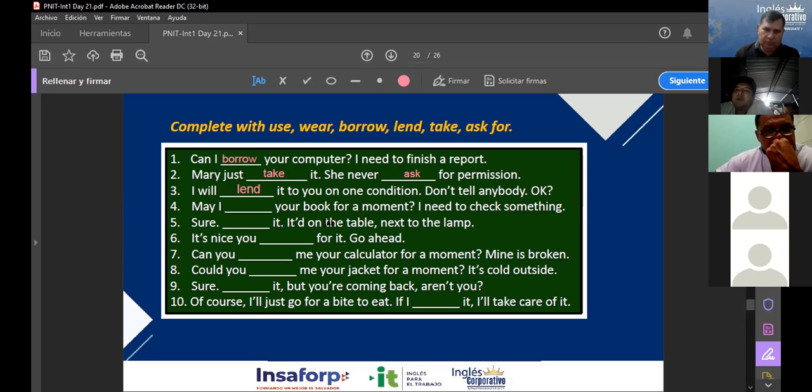May I use your book for a moment? May I borrow? Puedo usar tu libro por un momento. May I use your book for a moment? I need to check something.